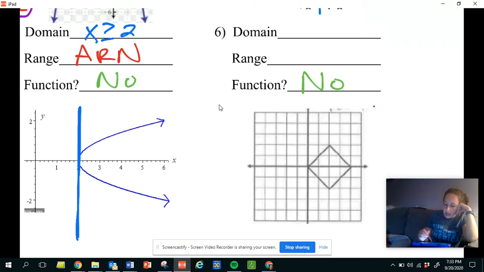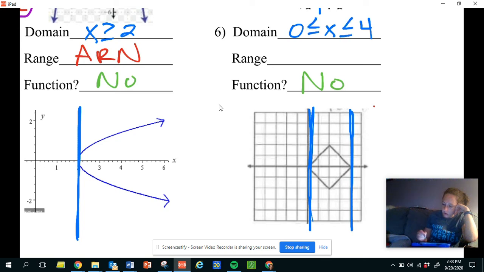Then for domain, looking for left and right boundaries. So the furthest left it goes is 0, and the furthest right that it goes is 4. So I'm going to say 0 is less than or equal to x is less than or equal to 4.